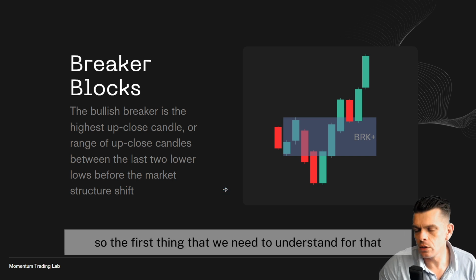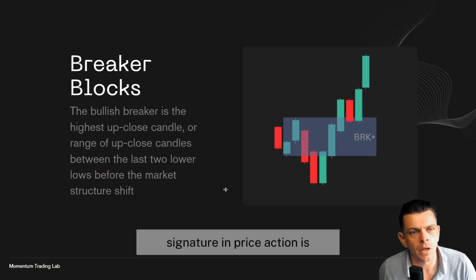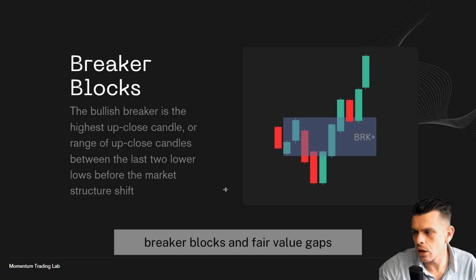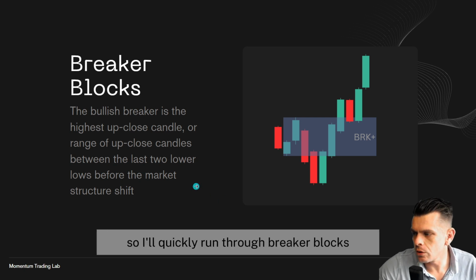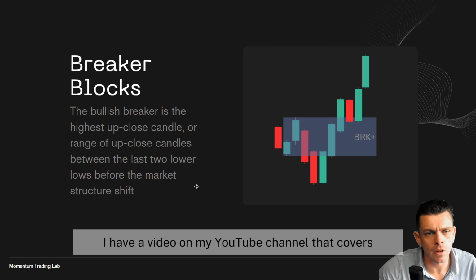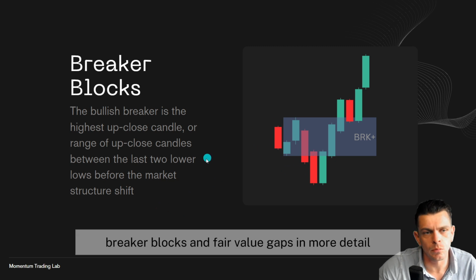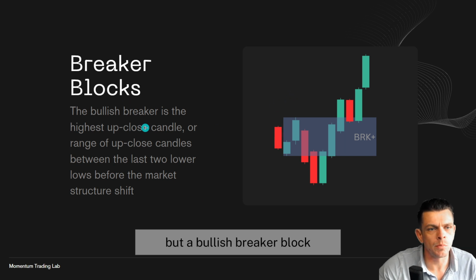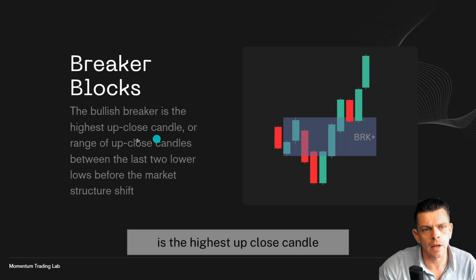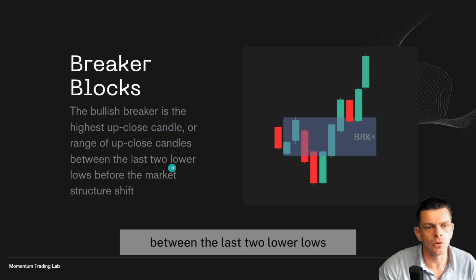So the first thing that we need to understand for that signature in price action is breaker blocks and fair value gaps. So I'll quickly run through breaker blocks. I have a video on my YouTube channel that covers breaker blocks and fair value gaps in more detail. But a bullish breaker block is the highest up close candle or range of up close candles between the last two lower lows before the market structure shifts.